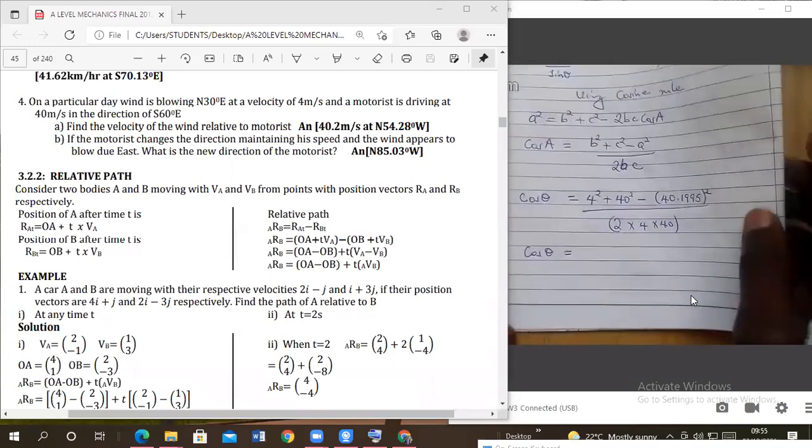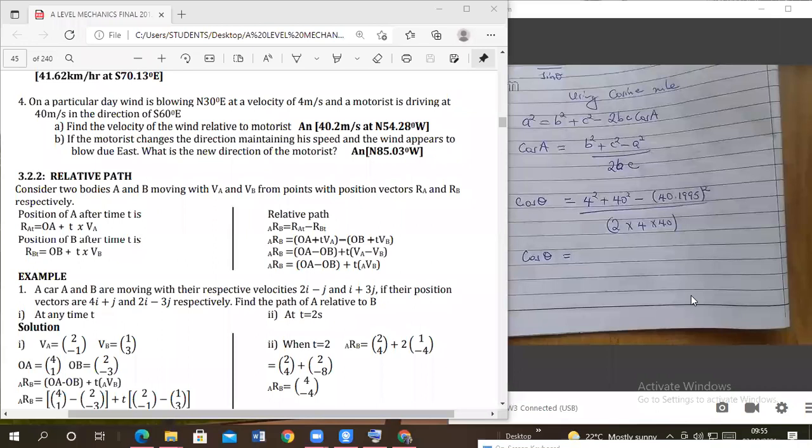Fit it in your calculator, please, and see what you will get. So we shall have 4 squared plus 40 squared minus, open a bracket, 40.1995, close that squared, divide by 2 times 4 times 40, then cos inverse.